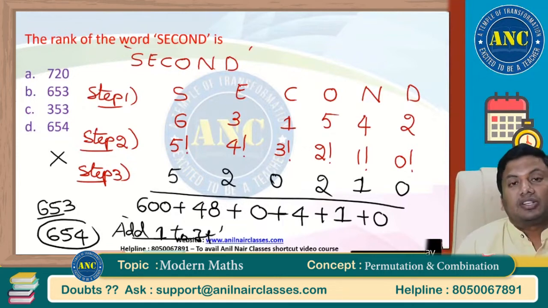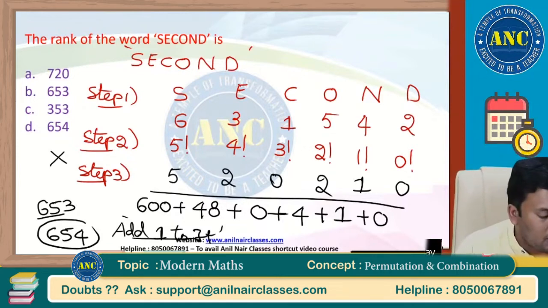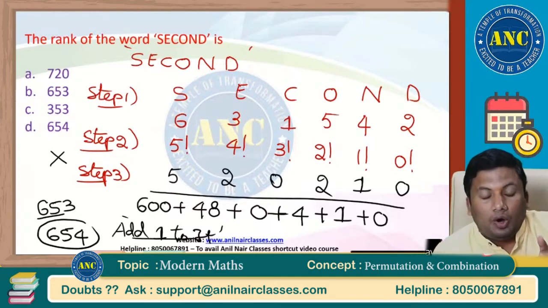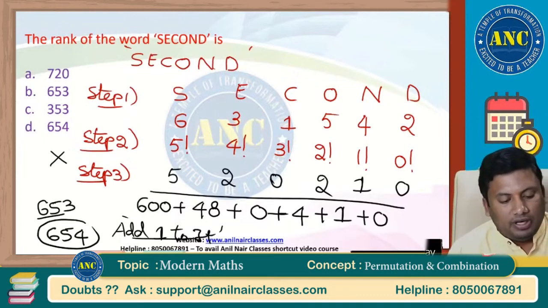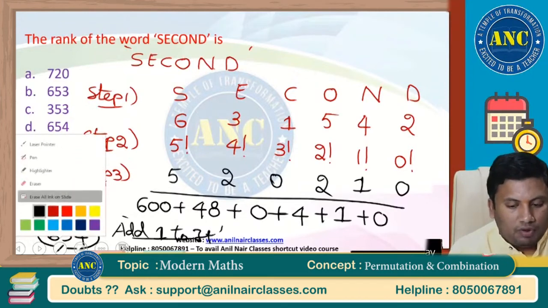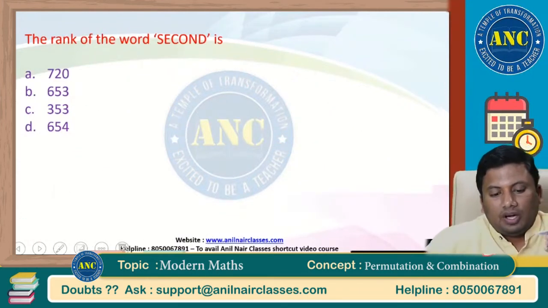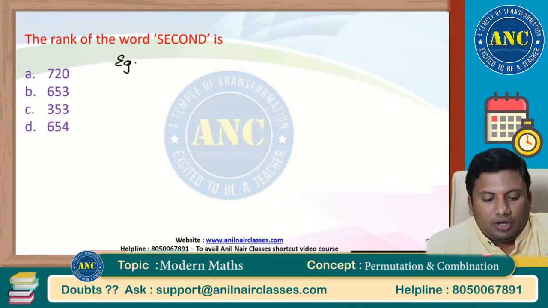What if the letters of the word are repeated? That also we will see. Step number 3, how many are there to the right side which are less than 6? I hope the idea is clear. One more final example, we will solve it. Try to solve: the rank of the word Ajit.